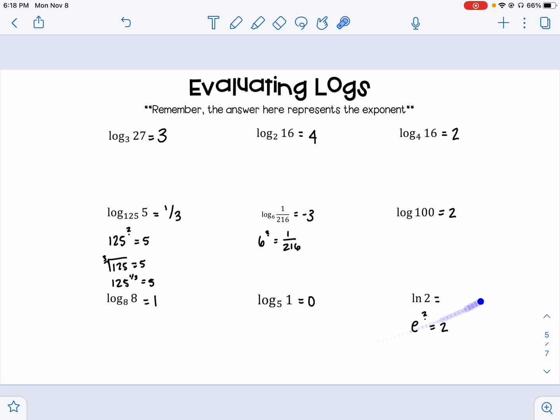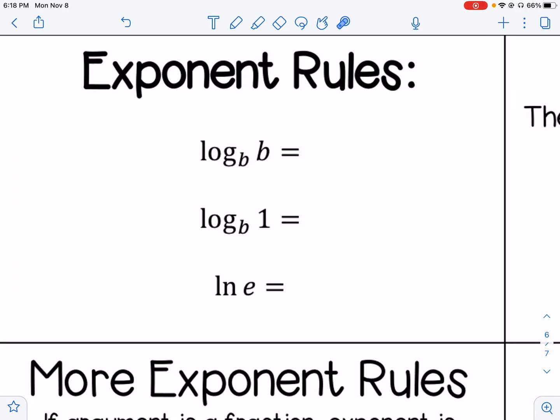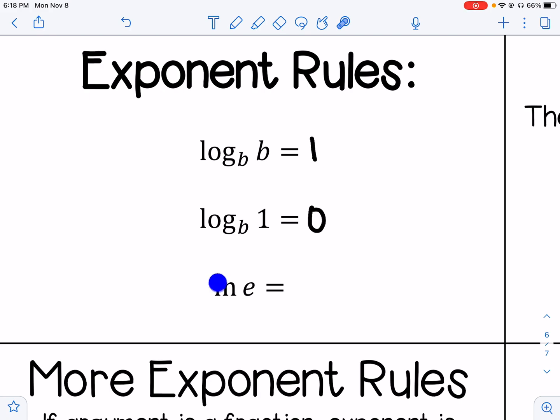So from here, I have some last few takeaways. It's really going to come into this area. Some of the last big takeaways you need: you should be able to do this again. Log base b of b is always 1. Log base b of 1 is always 0. This one, ooh, is a little tricky. But if we think about it, the base is e. So the ln of e, the base and the argument are the same. It's really the same property, so it's going to equal 1 as well.